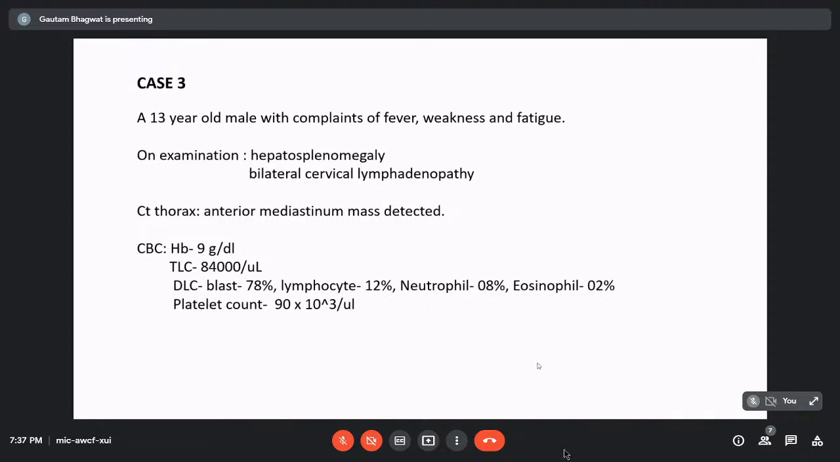Coming to case 3, a 13-year-old male with complaints of fever, weakness and fatigue, hepatosplenomegaly, lymphadenopathy, and CT thorax showed an anterior mediastinum mass. Now hemoglobin of 9, total count 84,000, blast 78%. We know it is acute leukemia. Now this is something which I would like you to keep in mind, that is the anterior mediastinum mass.